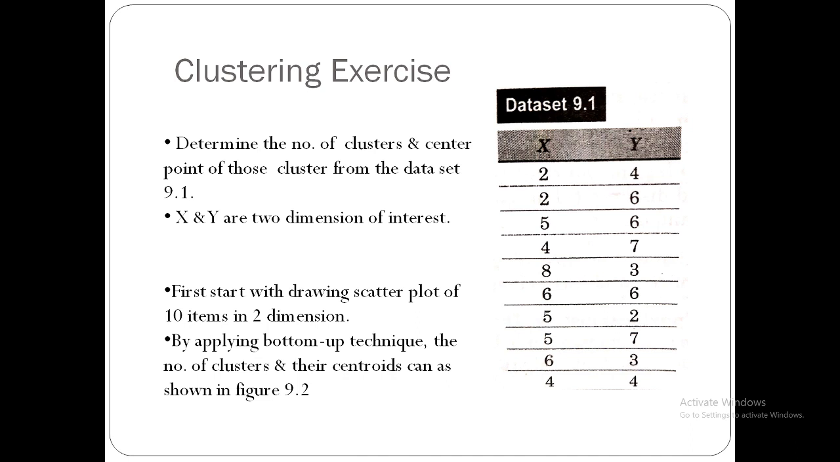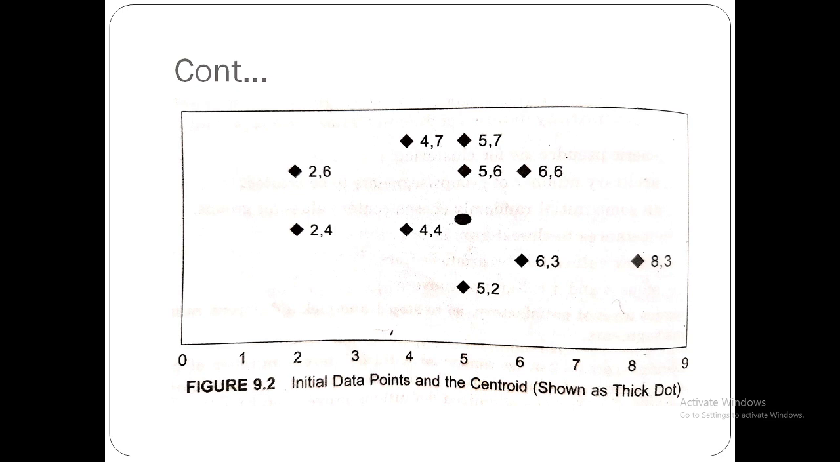Determine the number of clusters and center point of those clusters from the data set. This is the data set. For this one, we have to find the number of clusters and the center point of this cluster. First, we have to start with drawing the scatter plot of 10 items in 2 dimensions. Here, by applying a bottom-up technique, the number of clusters and their centroid can be as shown here.